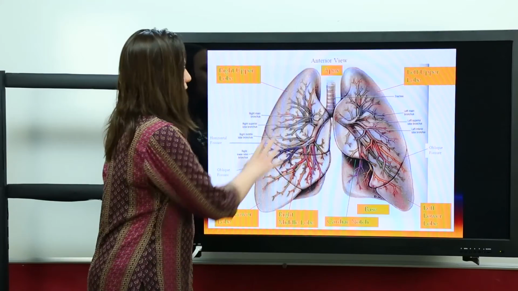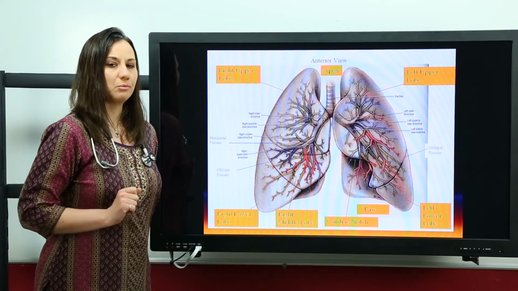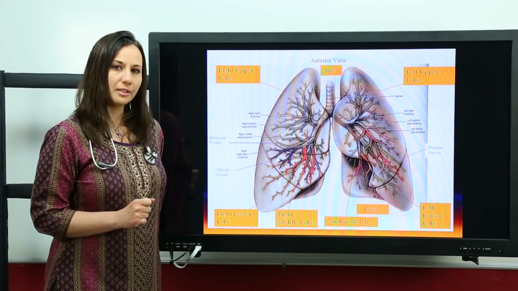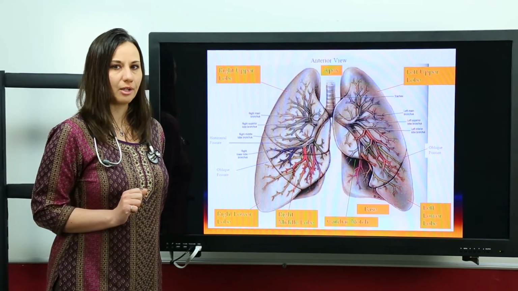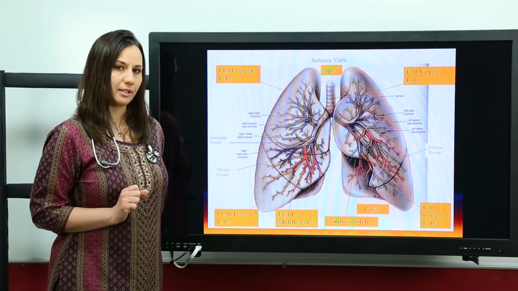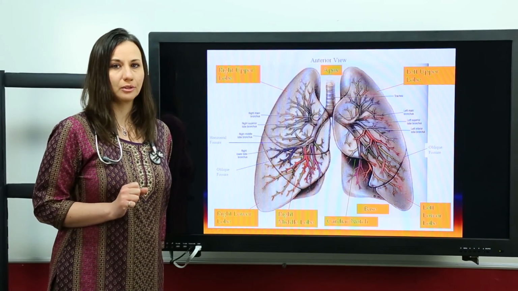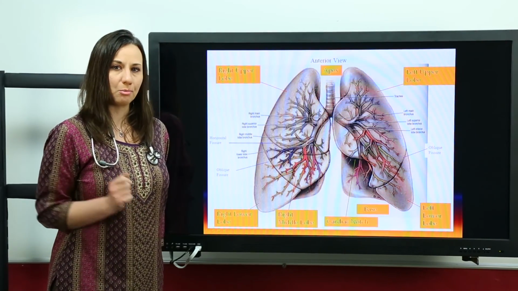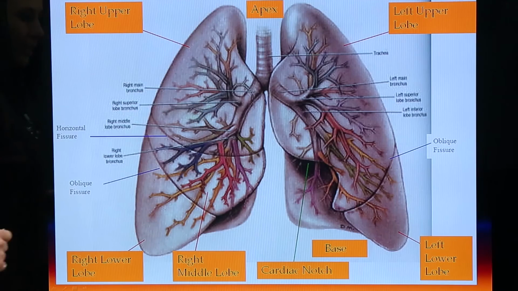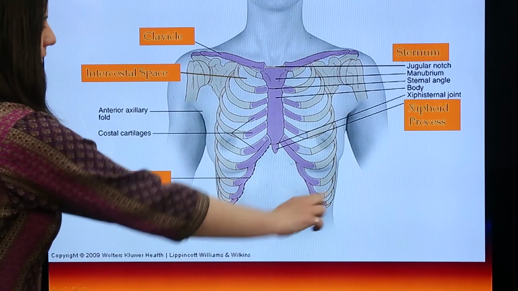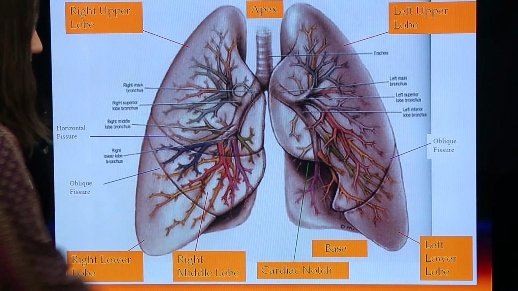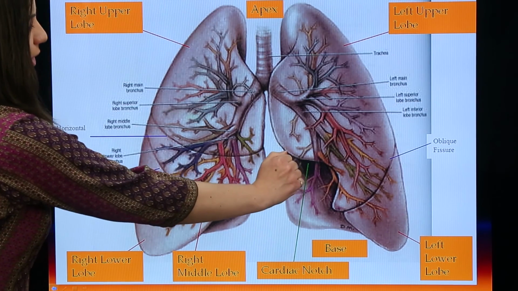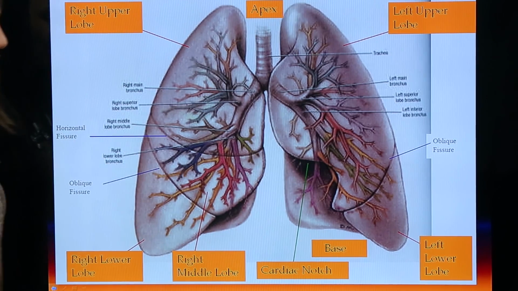The reason that it is important to understand the anatomy of the lungs is because when you're listening to the different lung segments, you have to know which lobe you're listening to, and that can tell you a lot about the different pathological processes that could be present. In addition to that, you can see we have a notch, which is considered the cardiac notch, and this is where the heart sits within the chest cavity.